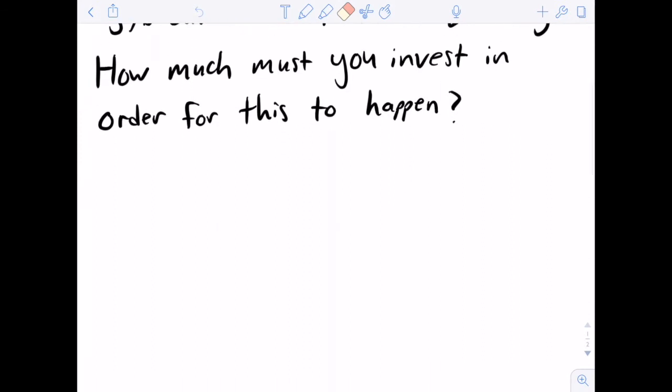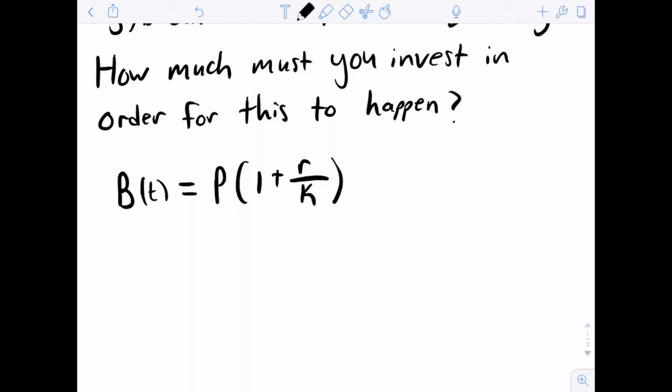So what we talked about in class, there's this formula that we have, and we have that the future investment B is equal to the principal times 1 plus the annual interest rate divided by however many times you're compounding in the year, k, all to the power of k times t, where t is the number of years where this is happening.